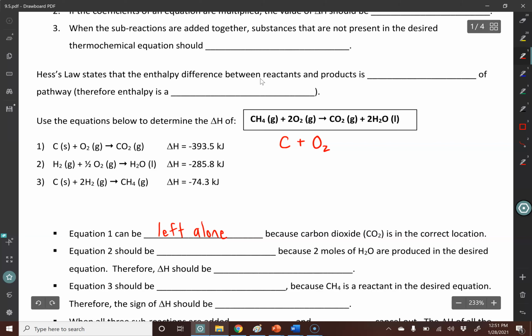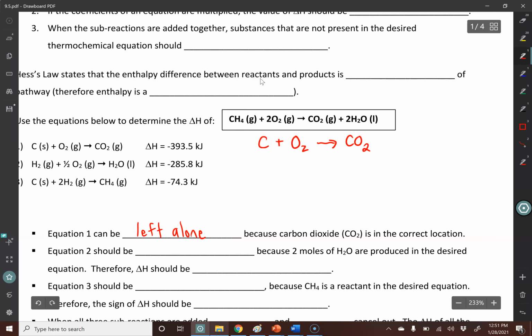I'm going to leave out my phases just for the sake of simplicity. Phases do matter, especially if you've got a substance sometimes in the liquid phase and sometimes in the gas phase. We'll look more at those examples as they show up, but that is definitely more of an advanced problem. Since I didn't make any changes to my equation, I don't make any changes to the value of delta H.